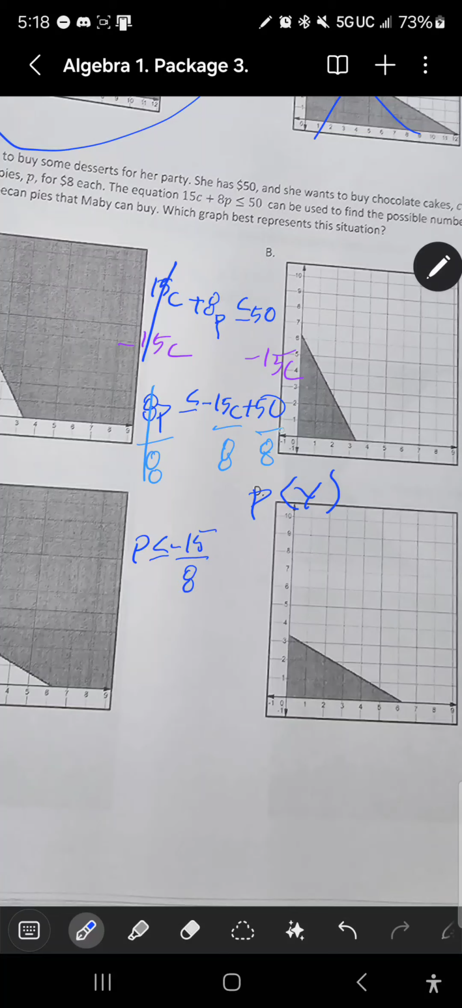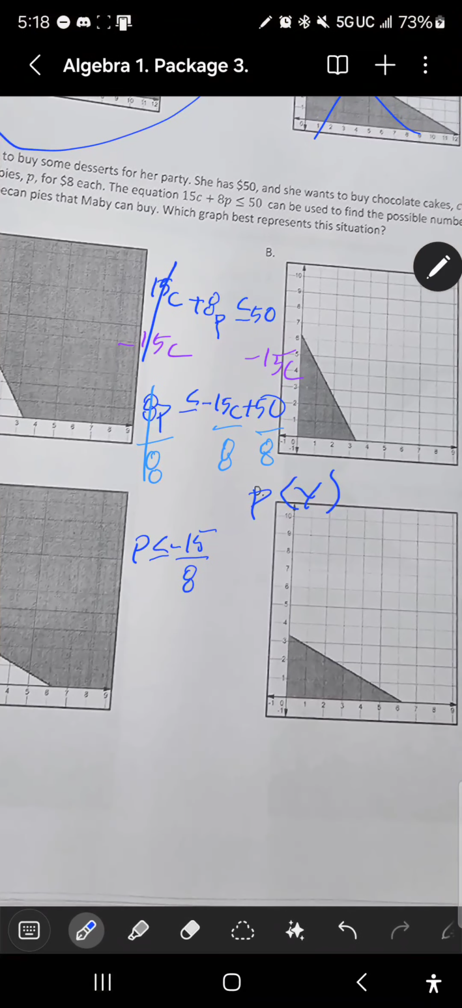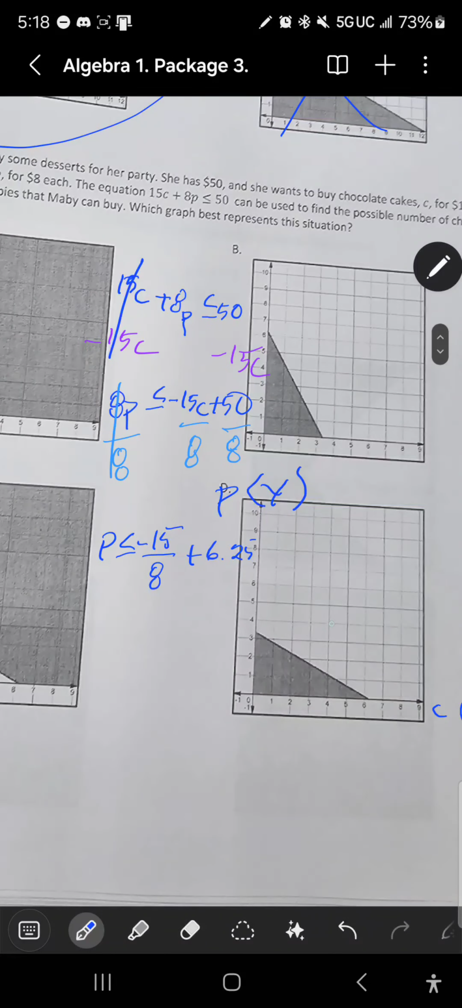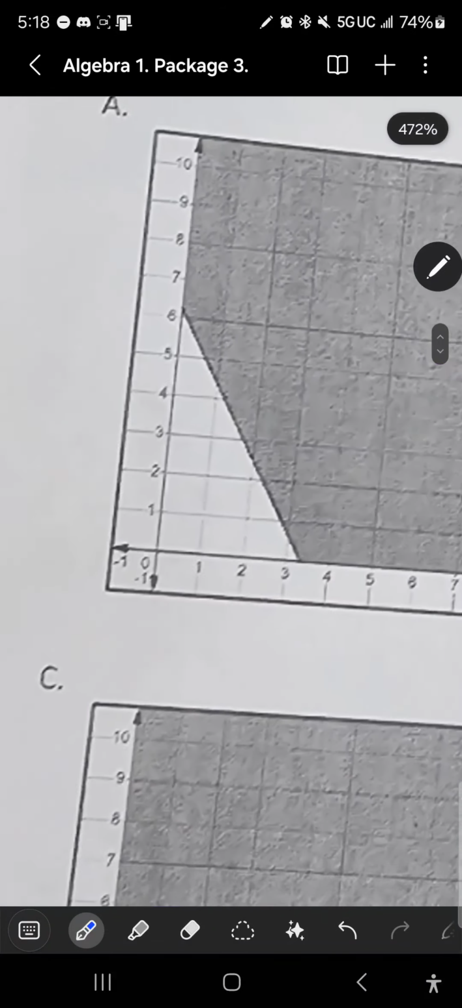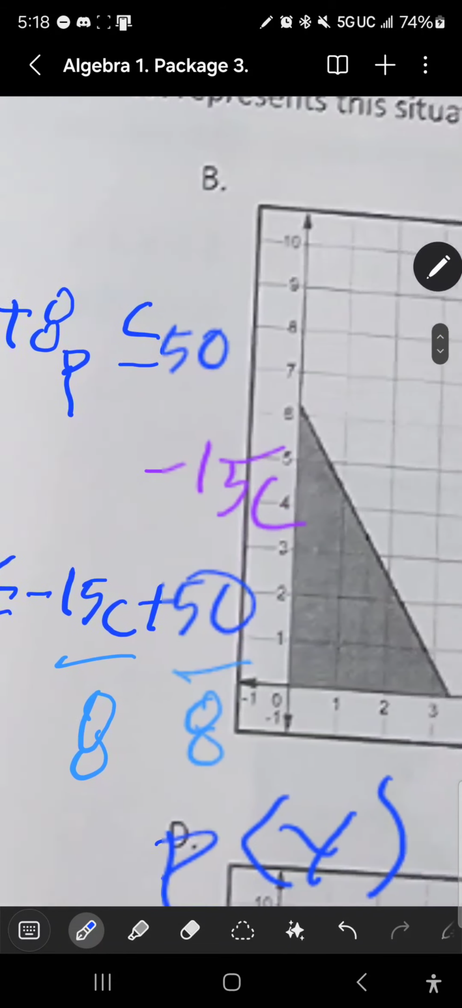And then 50 divided by 8 is 6.25. Give me 1 second. 50 divided by 8, 6.25. Okay, plus 6.25. Right now, I'm going to look, and this is the y-intercept we are looking for here.